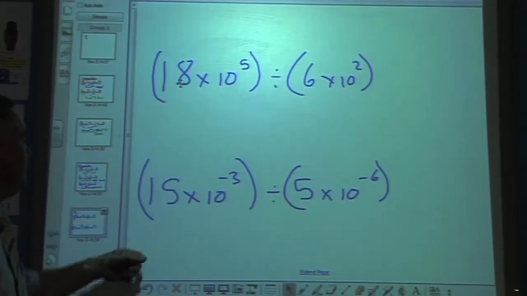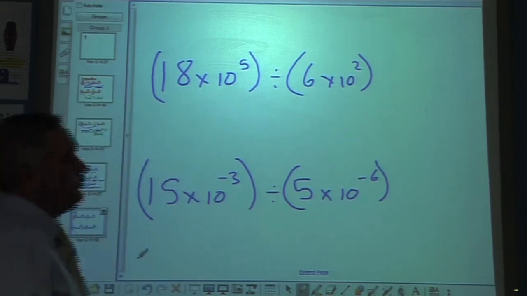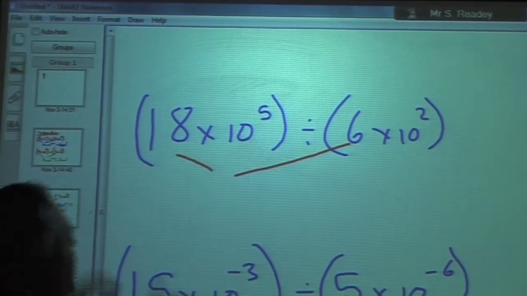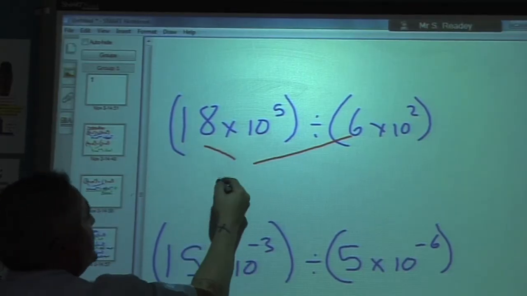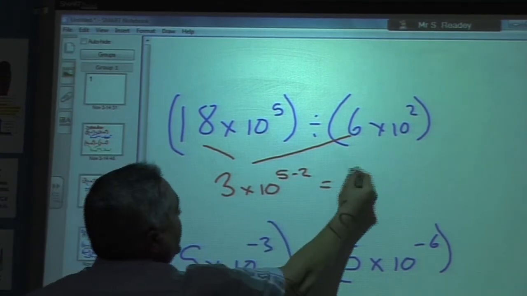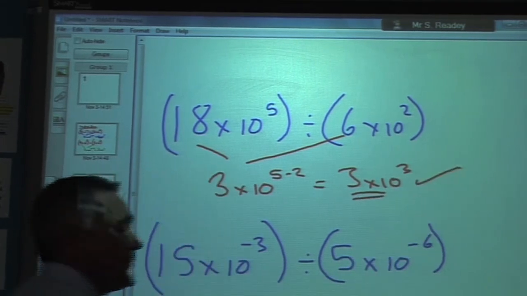Have a go yourself. Let's work through them. It's a divide, but still let's bring our numbers together. 18 divided by 6 is 3, times 10 to the 5, take away 2, equals 3 times 10 to the 3. And that's my answer.